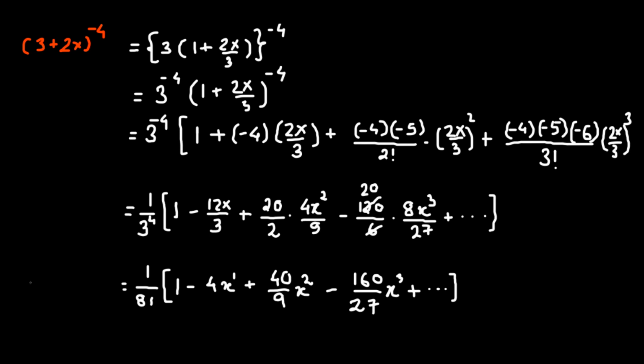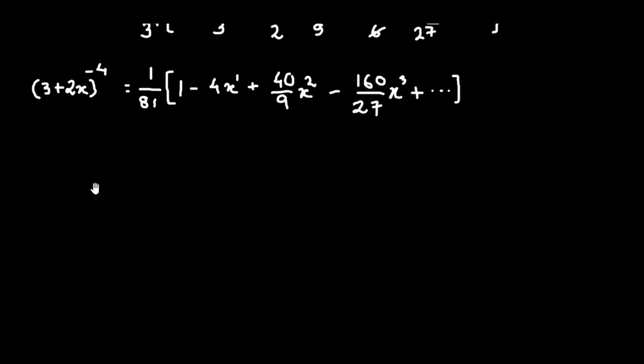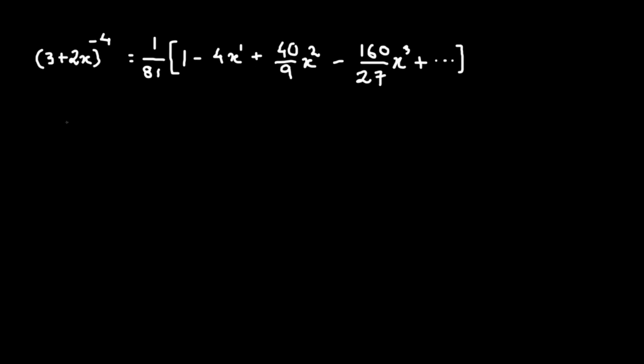So now that we have the expansion of (3 + 2x) raised to the power of negative 4, we also have to find out the value of x for which the expansion is going to be valid. So for this, we take the form (1 + 2x/3) raised to the power of negative 4. We take this portion and try to figure out the value of x for which the given expansion is going to be valid. So we have (1 + (2/3)x) raised to the power of negative 4.